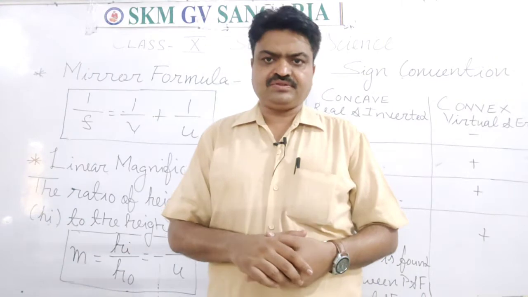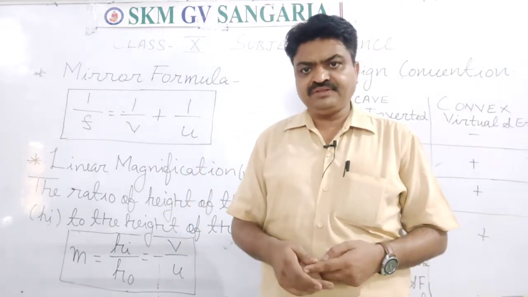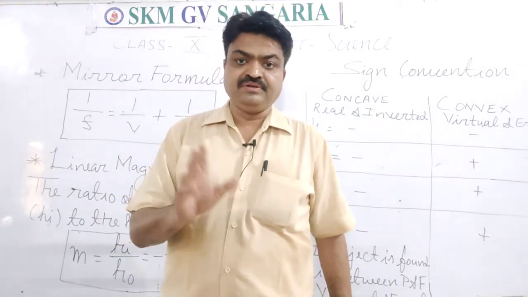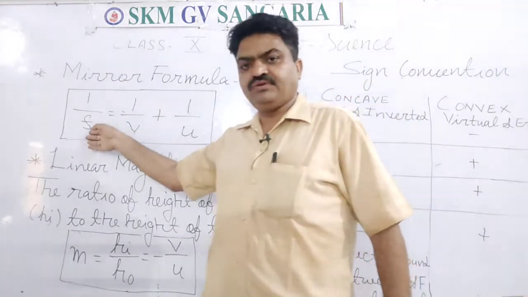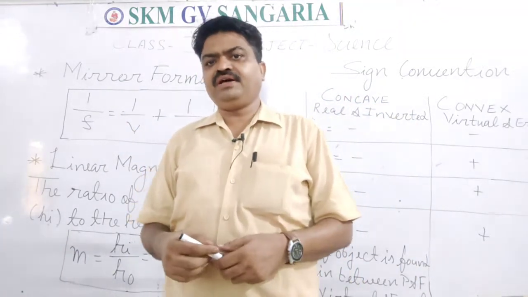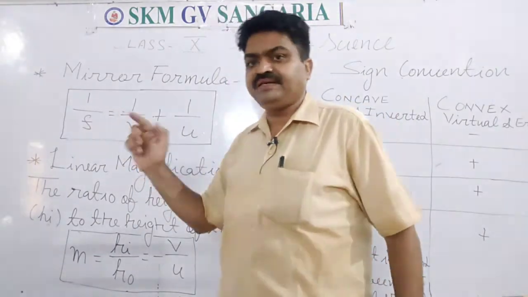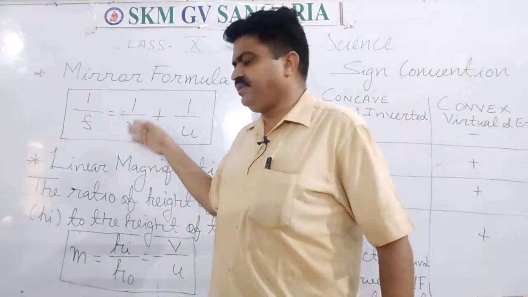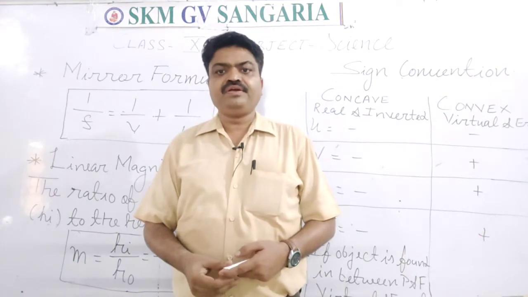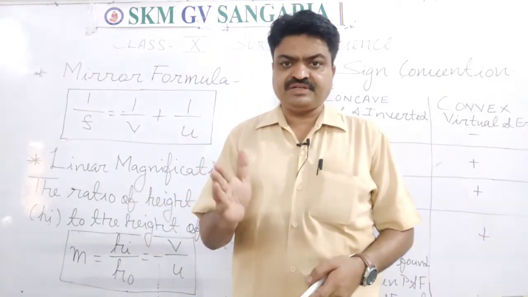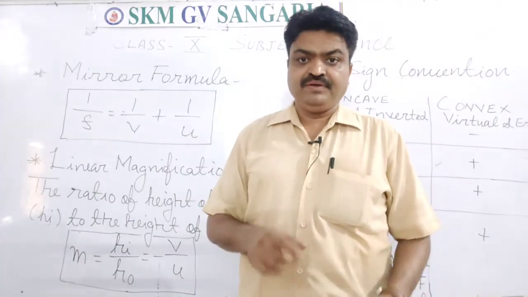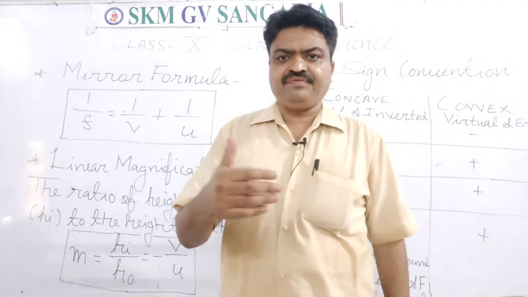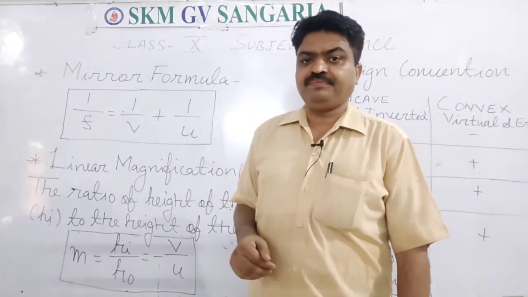f stands for focal length, student. f for focal length means the distance between P, the pole, and the focus, the principal focus, is known as focal length. And this focal length is represented by the symbol f. And what is v here? v stands for image distance, which means the distance of the image from the pole is known as image distance, and it is represented by v.